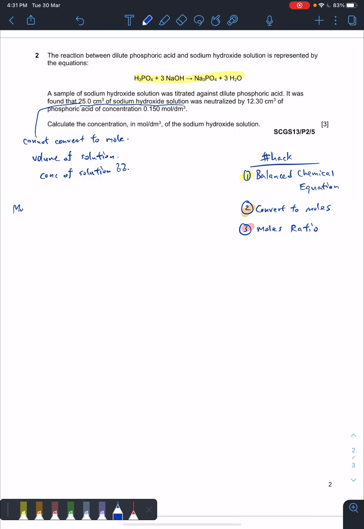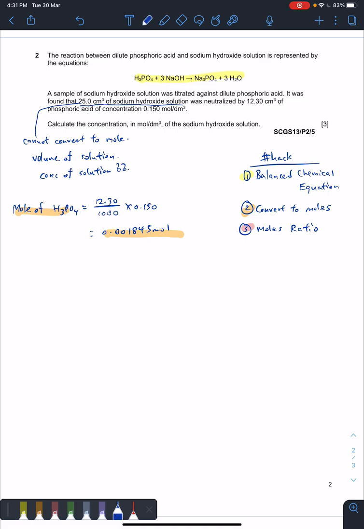Let's convert then. So mole of H3PO4 equal to 12.30 over 1000 times 0.150. So do recall, it's another trap. Volume is almost always given in cm cube. You have to be careful. You will get 0.001845 mole. And with that, you are done with the second step.